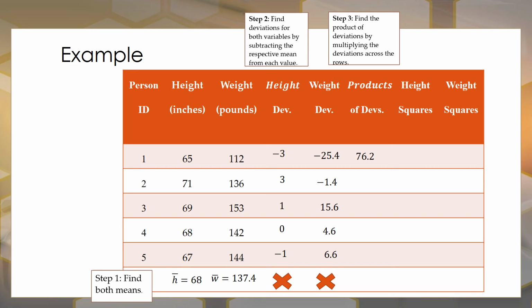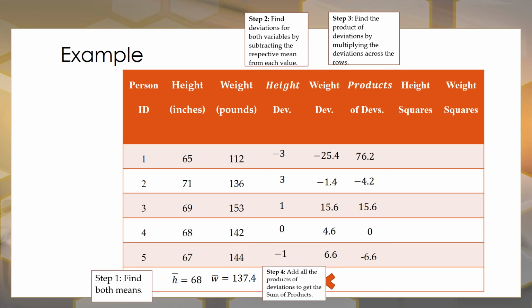Then we're going to do it for person 2. We have 3 times -1.4, which equals -4.2. And then we're going to do it for the third person: 1 times 15.6. 0 times 4.6 for the fourth person, you get 0. And negative 1 times 6.6 for the fifth person. And here, we do want to add these up.